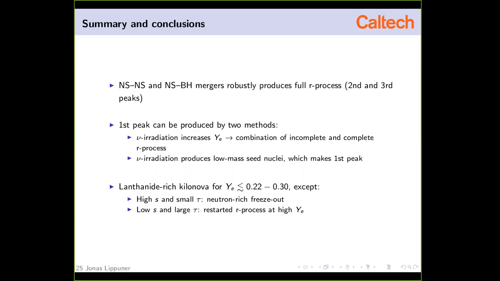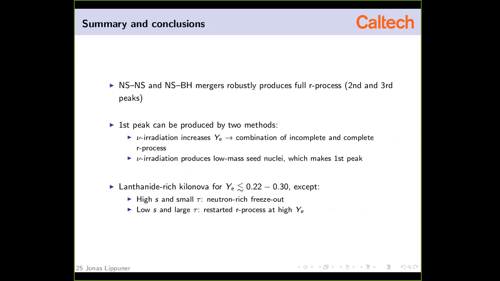at least two methods to enhance the first peak, and one is you have some neutrino radiation which shifts the Ye distribution to higher Ye, and then you get this combination of incomplete R process, which reduces the first peak, and complete R process, which does not. Or this new method that we found where neutrino radiation does push up Ye, but not to the point where you get this complete R process, but instead you make additional low mass seed nuclei, which then create the first peak.